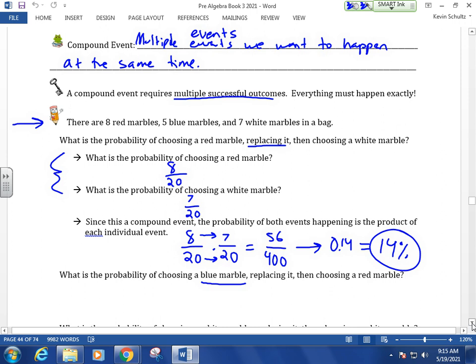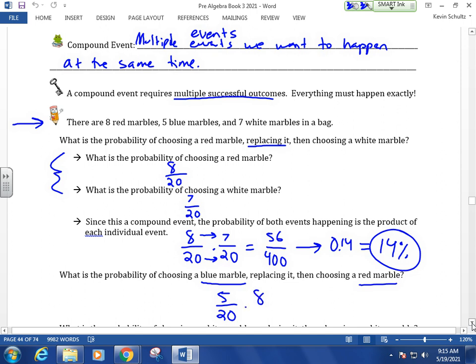Aiden. 5 out of 20. There are 5 blue ones out of 20 possible. So the probability of picking a blue one is 5 out of 20. What is the probability of choosing a red marble? Probability of choosing a red one. Kira. Still 8 out of 20.